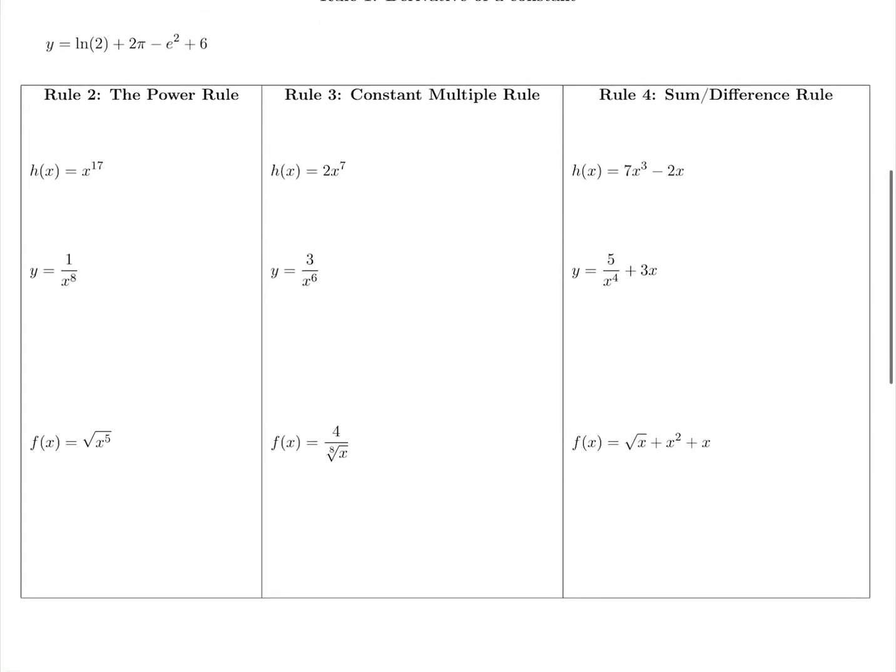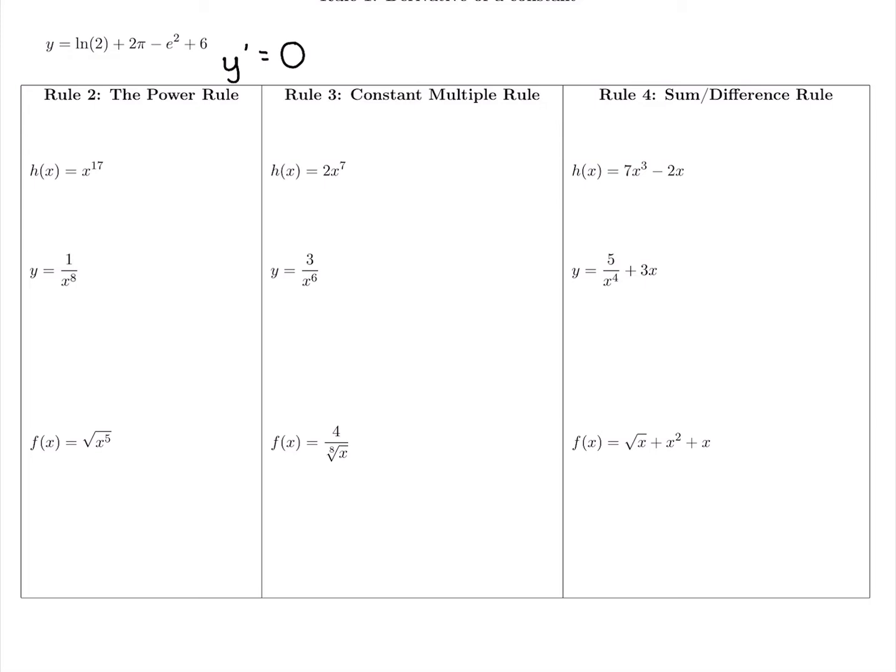Looking at our first derivative rule, we have the derivative of a constant. Looking at this example here, we have ln of 2 pi, e squared, 6. These are all constants. You could type it into your calculator to see what single number it would be. And no matter what, the derivative of every single constant is 0. If it doesn't have an x on it, it has a derivative of 0.